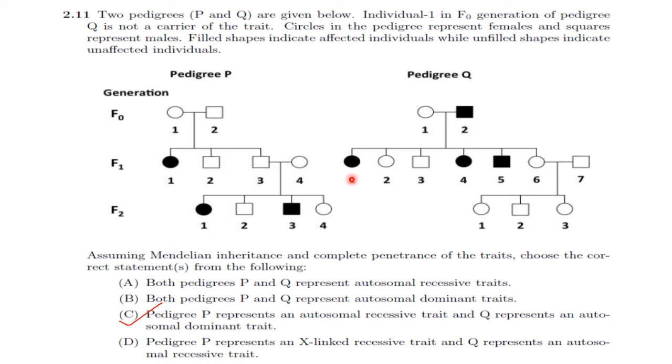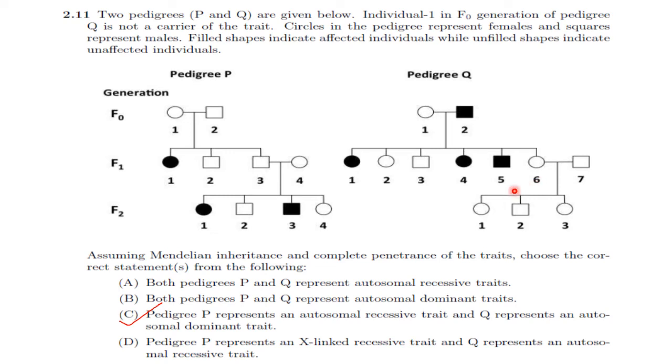So if you consider this one, that is the female to be having small a small a genotype and the male to be having capital A small a, then you will see that half of the individuals will be having capital A small a trait and the other half will be having small a small a. So half of the children will be affected and the other half will be unaffected. So it is a dominant trait.